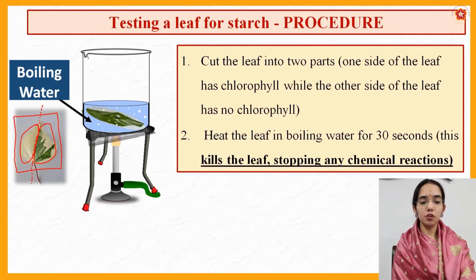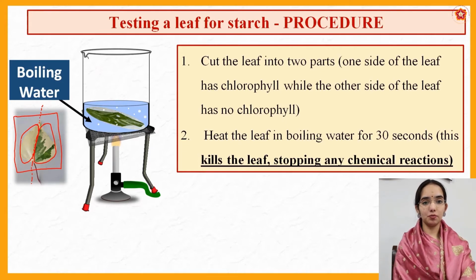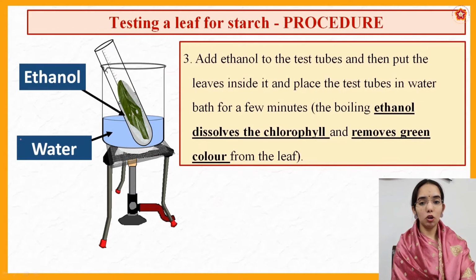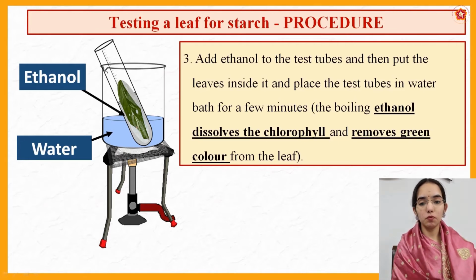This kills the leaf, stopping any chemical reaction. Once we have done this, we will add ethanol to a test tube, and then we'll place the leaf inside that test tube. Then this test tube will be placed inside a water bath for a few minutes. The boiling ethanol dissolves the chlorophyll and removes green color from the leaf. Now what will happen? Wherever there is chlorophyll in the leaf, the chlorophyll will come out.